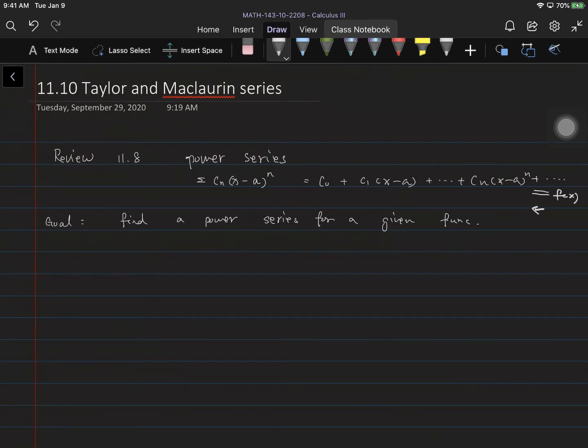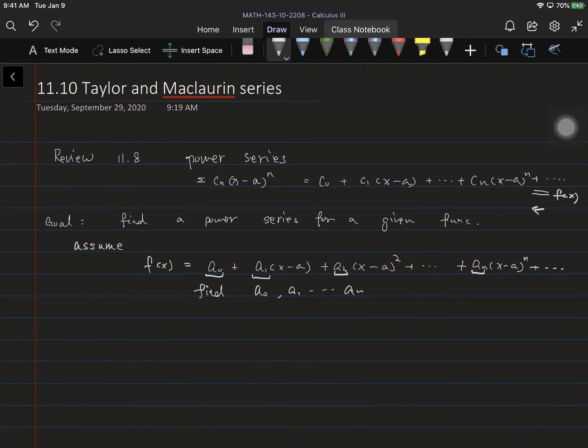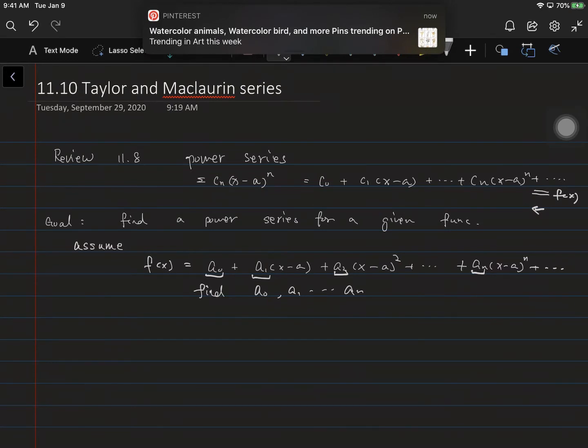Now let's take a look at this. Assume our function equals the power series: a0 plus a1 (x minus a) plus a2 (x minus a) squared, and so on, plus a_n (x minus a) to the n. This is the power series, and if we can find all the coefficients, then we can just write down our power series, right? We want to find all the a_n. So let's see how to find those a_n.